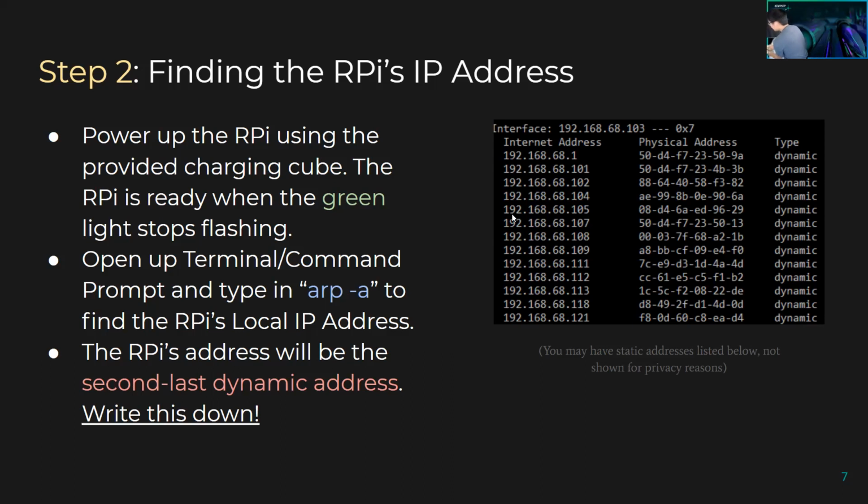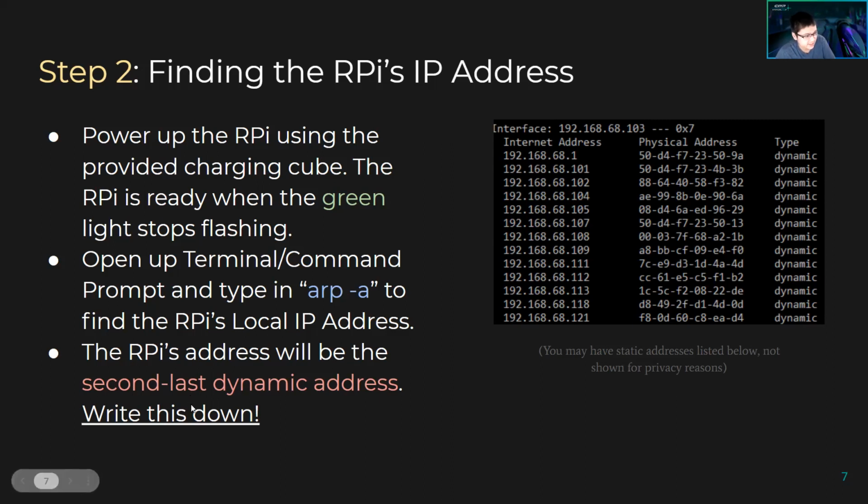Okay. Now there are multiple ways to find the IP address. One is using arp -a in the command prompt. Now sometimes this works, sometimes this doesn't work, because sometimes the IP addresses are hidden from you. We have dynamic and static IP addresses here. Static IP addresses are sensitive, so make sure you don't show them ever. And usually the Raspberry Pi's address will be the second to last dynamic address.